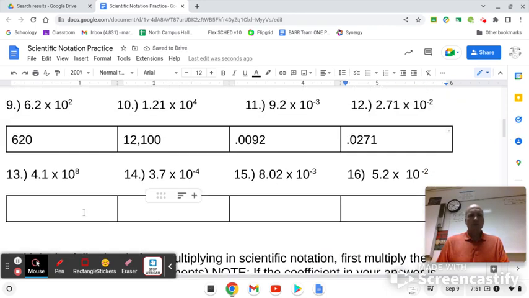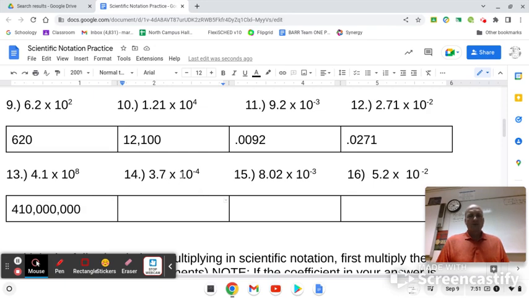Okay, number 13 is a positive exponent. That means I move it 8 times to the right. So right now it's 4.1. That decimal goes 8 times to the right. 4, 1, 2, 3, 4, 5, 6, 7. Let's put the zeros in. If I want to put commas, I can too. Comma there, check my counting. Okay, that looks like it's 8 times to the right.